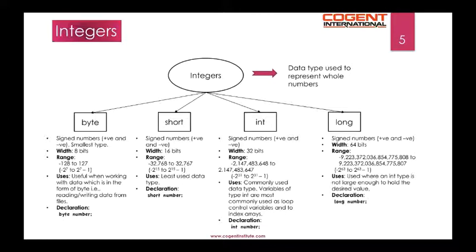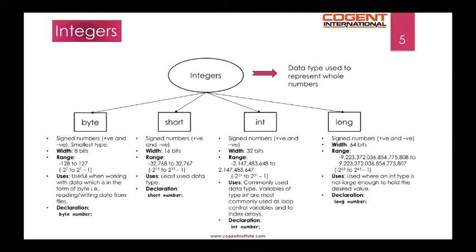Short. Short again can represent signed numbers, both positive and negative numbers. It has a width of 16 bits, which results in a range of -32,768 to 32,767. It is rarely used. It has a declaration form as shown below, which is short, space, name.